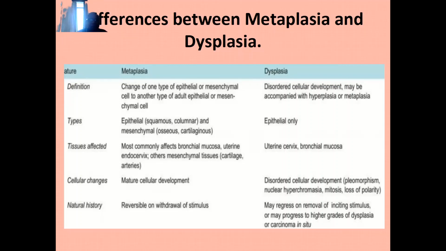The tissues most commonly affected in metaplasia are the bronchial mucosa and uterine cervix, and other mesenchymal tissues like cartilage and arteries, whereas in dysplasia it is the uterine cervix and the bronchial mucosa. The cellular changes in metaplasia are mature cells developing, and in dysplasia there is disordered cellular development, like pleomorphism, nuclear hyperchromatism, mitosis, and loss of polarity. Naturally, metaplasia is reversible on removal of the stimuli and returns to normal. But in dysplasia, there may be regression on removal of the exciting stimuli, or it may progress to a higher grade of dysplasia or carcinoma in situ.